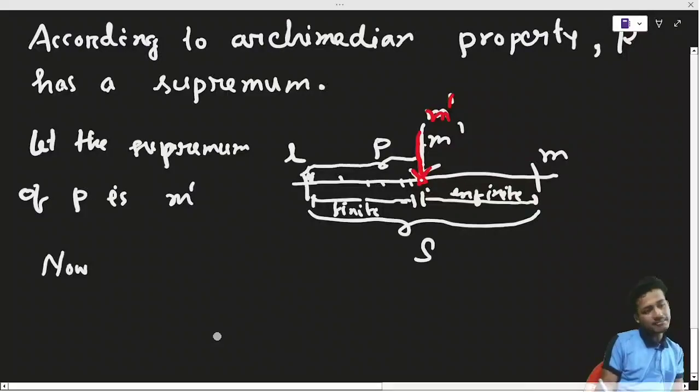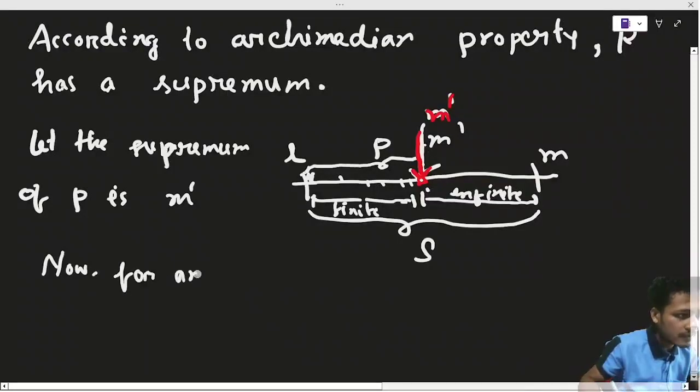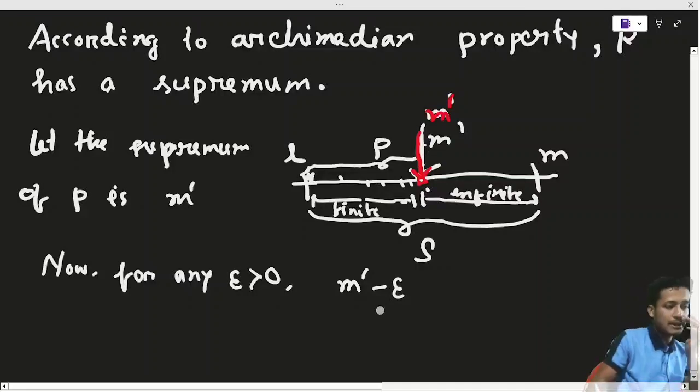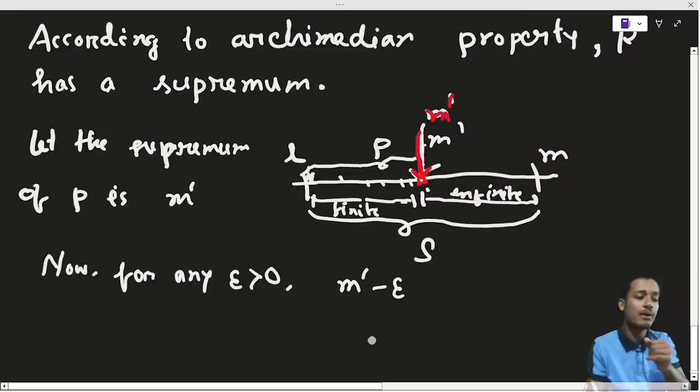So small m dash is the supremum of P. Now for any epsilon greater than 0, small m dash minus epsilon is not an upper bound of P. अभी क्या होता है? P की अपर बाउंड नहीं हो सकता है, small m dash minus epsilon is not an upper bound of P.